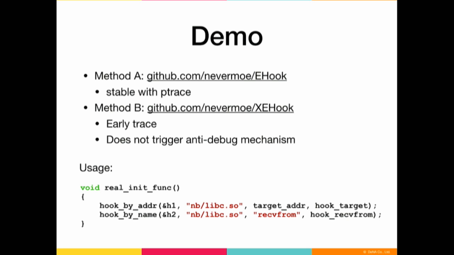Methods A and B have their own merits and demerits. Method A utilizes the ptrace function, so it is more stable, and method B enables you to trace early, excluding some extreme conditions, and does not trigger any anti-debug mechanism.